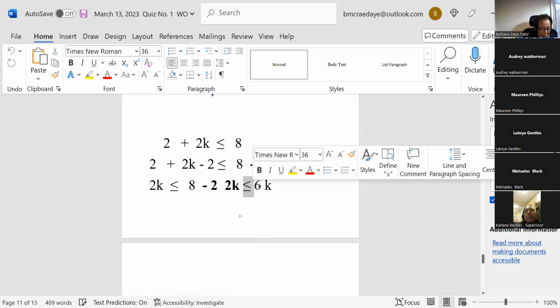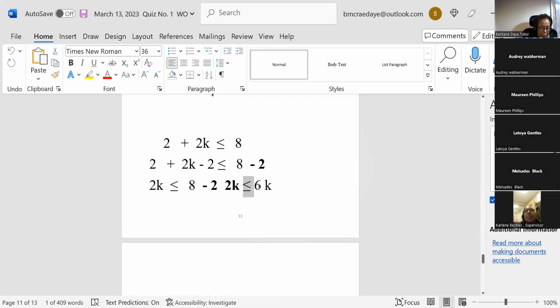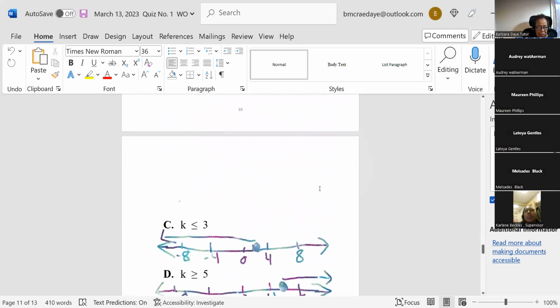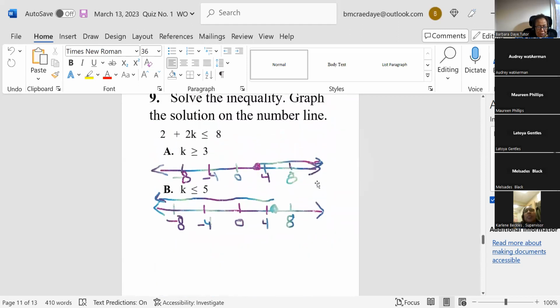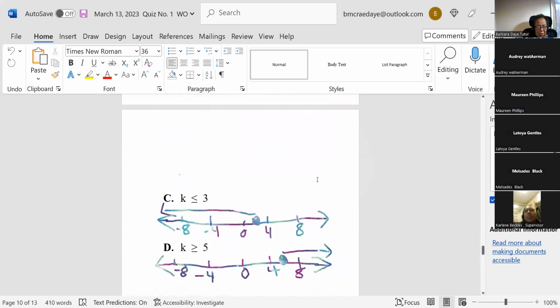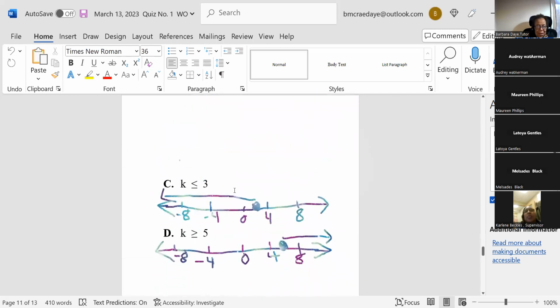I'm putting these all on the same line. So k less than or equal to 3. Let me move this down. K less than or equal to 3. Now, was that one of the answers? Yes. Let's go down here. There we go, right there. K less than or equal to 3. So your answer would be what? C.